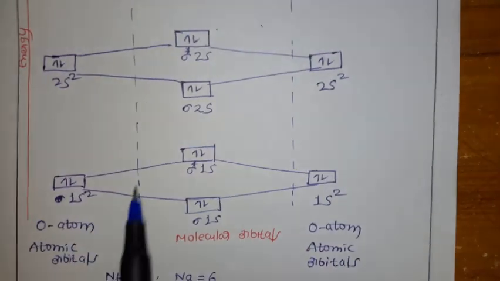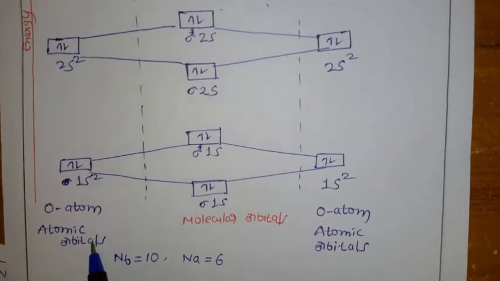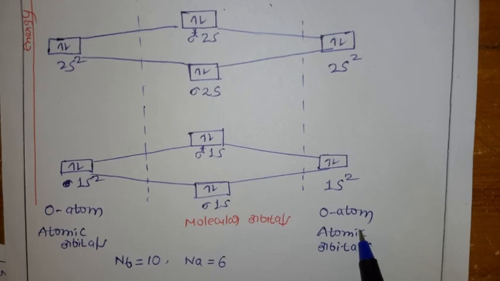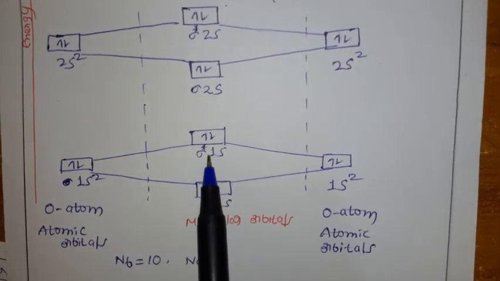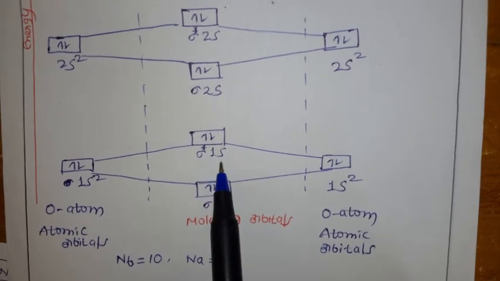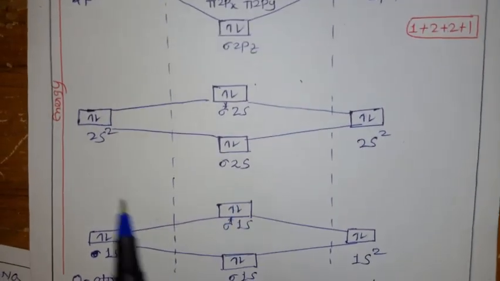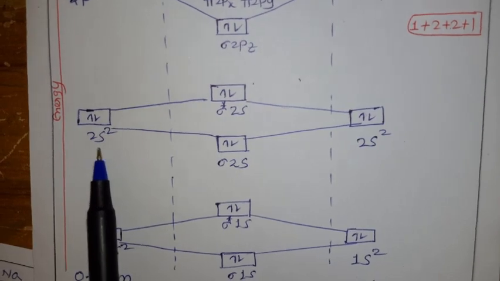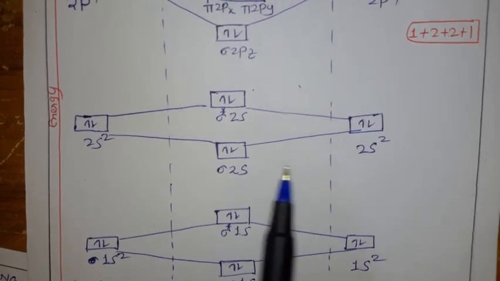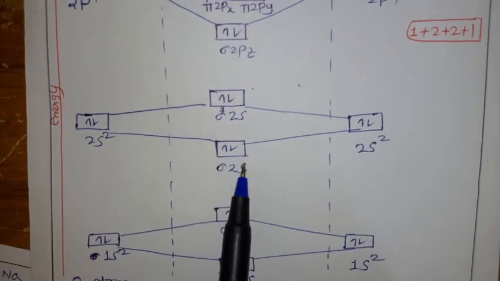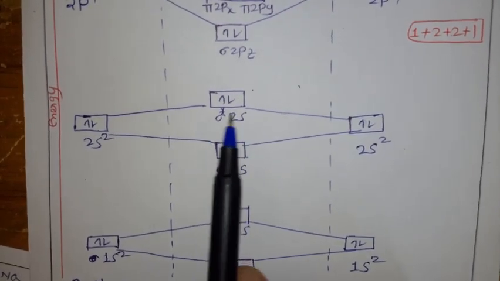So here is one oxygen atomic orbital, and the second oxygen atomic orbital. Together they give 2 molecular orbitals, of which one is bonding and the other is antibonding. Next we have 2s. The 2s of one oxygen atomic orbital and the 2s of the second oxygen atomic orbital give rise to 2 molecular orbitals. One is bonding and the other is antibonding.